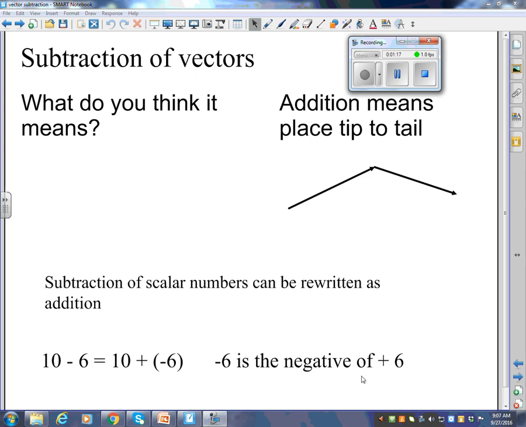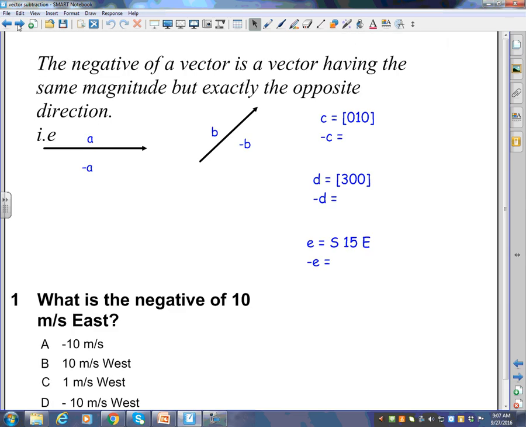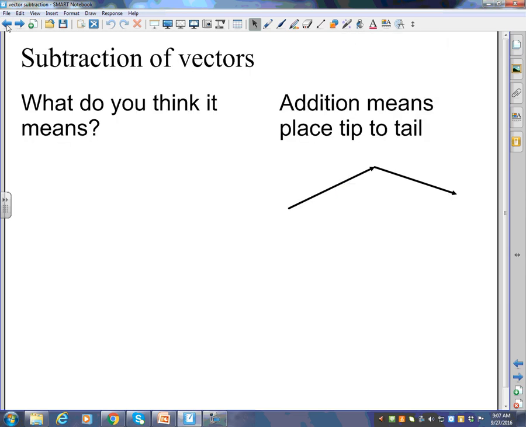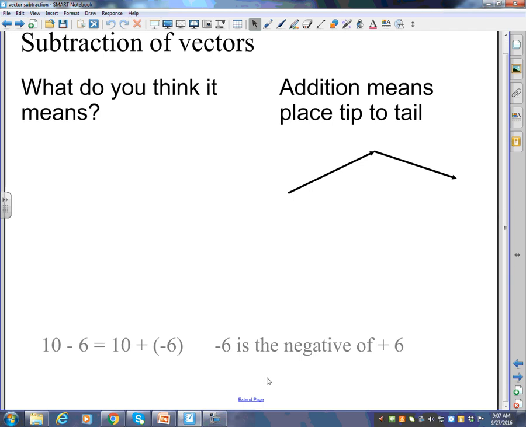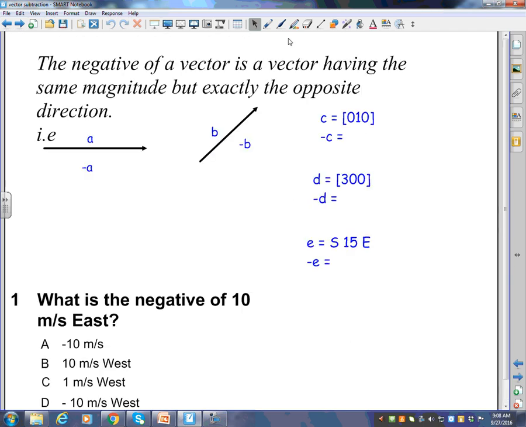I can give you any number, you can give me the negative. 14. The opposite of 14? Minus 14, right? Just put a minus sign in front of it. So what do you think my next question is? Well, we'll just do it this way.